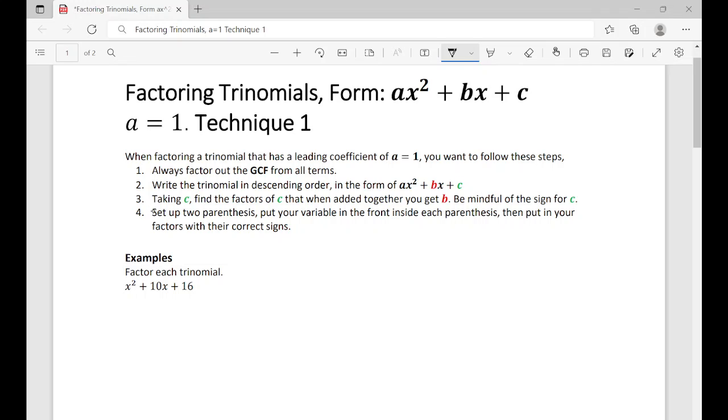Step 3. Taking your c term, find the factors of c that when you add them together, you will get b. And you need to be mindful of the sign of c, whether it's positive or negative. Once you have your factors, you're going to set up your two parentheses, put your variable in the front of each parentheses or the back depending on the kind of trinomial you have, then put in your factors with the correct signs.